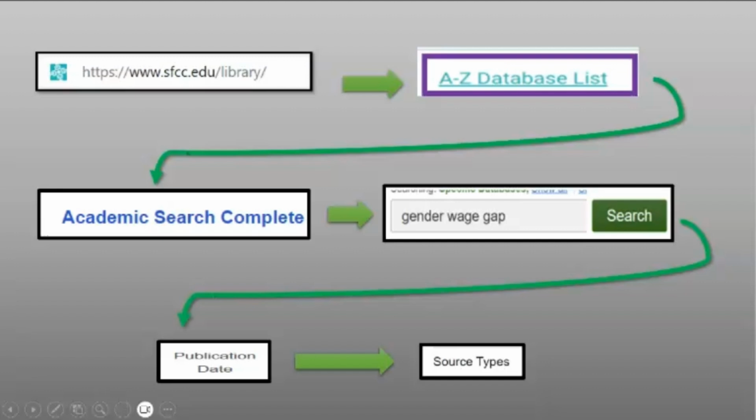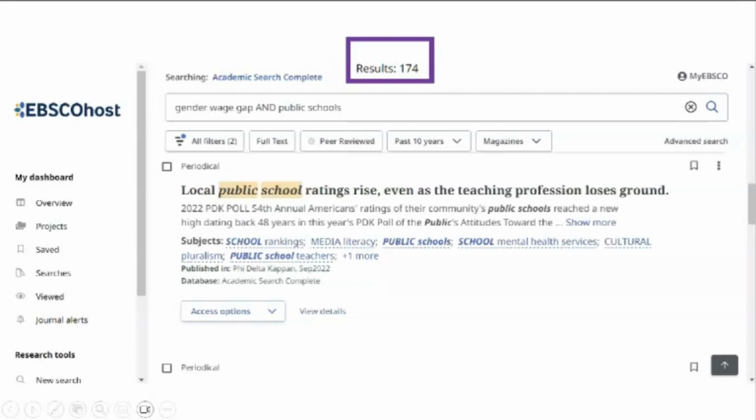Now we're going to take a closer look at some individual articles and results and some super useful features such as the automatic citation generator. So let's go back to our magazine articles. Because there were only 11 magazine articles about the gender wage gap in public schools in New Mexico published within the last 10 years, I decided to broaden my search a little bit by removing the term New Mexico from the mix. Removing a search term can sometimes be a helpful way to increase the number of results. Now my results are up to 174.